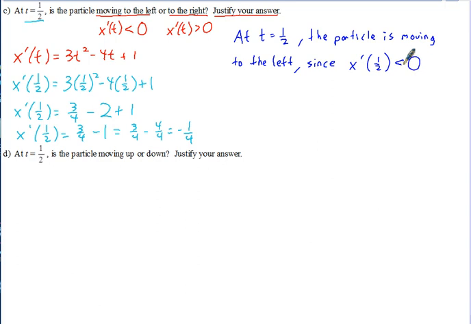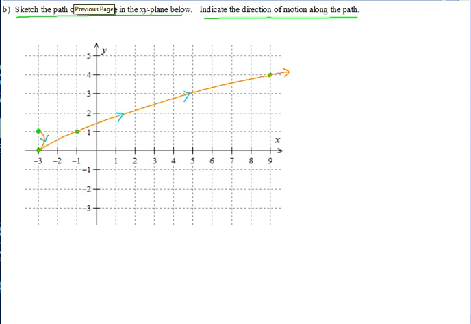So if we look at our graph, see if that matches up. Time 1/2. Well, 1/2 is somewhere between time 0 and 1. So notice here it's moving to the right, and here it's moving to the left. So it could have been either one of those, but what we figured out, it's moving to the left, so at time 1/2 must be somewhere down here where it's moving left, as opposed to somewhere up here where it would be moving right.